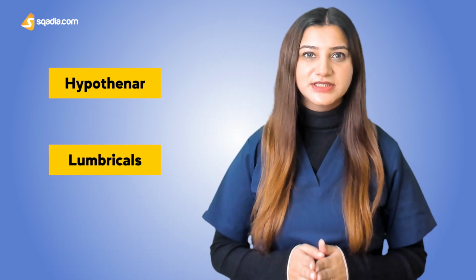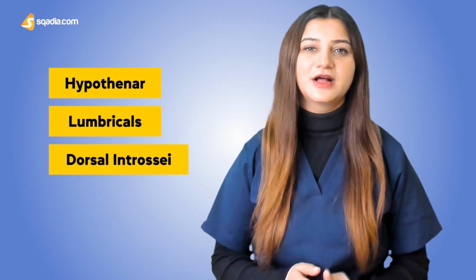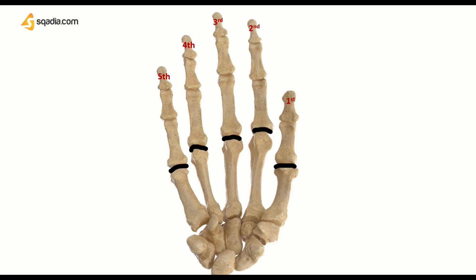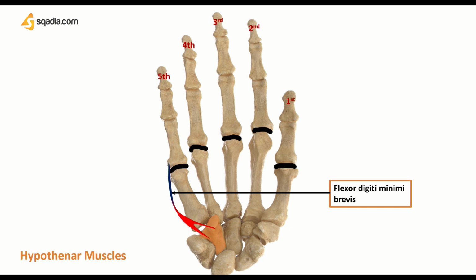The muscles of the hand are basically divided into 4 types: the hypothenar muscles, lumbricals, dorsal interossei, and the palmar interossei. Hypothenar muscles include flexor digiti minimi brevis, only at the 5th digit, as I told you before how to count digits. Didn't I? Well, its origin is from the hamate bone and its insertion is on the palmar side of the base of the proximal phalanx of the 5th digit.